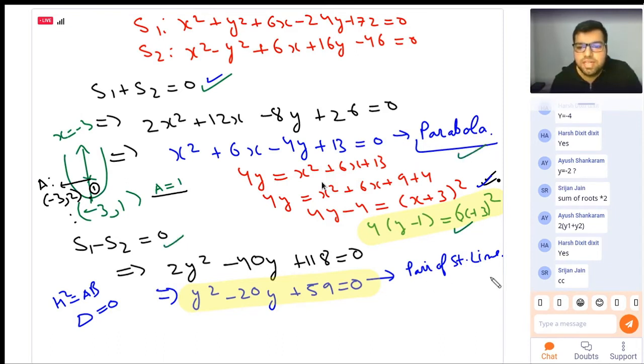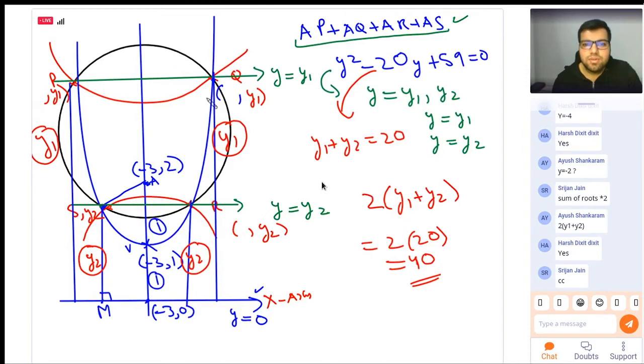Why did I get a pair of straight lines? Because the condition h square is equal to ab was being satisfied, but in addition to that, delta was also equal to 0 in this case. So that is why I got a pair of straight lines. The vertex and the focus of the parabola I found using this equation. This was simple. But the next part, for finding AB plus AQ plus AR plus AS, I had to draw the diagram. So I drew the circle, the hyperbola, the parabola, and then the pair of straight lines.